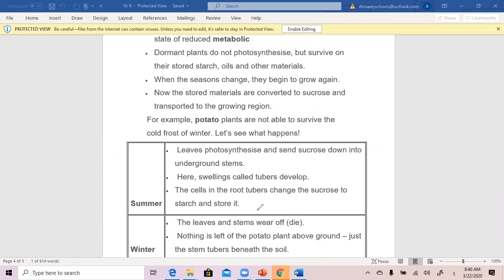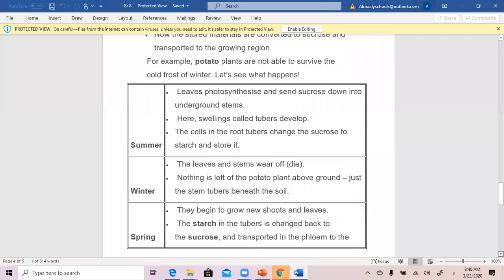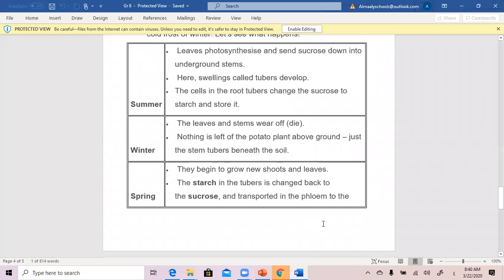In the winter, what happened in the winter? The leaves and the stem wear off, which means they will die. Nothing is left of the potato plant above ground, just the stem tuber beneath the soil. That's what you will eat.